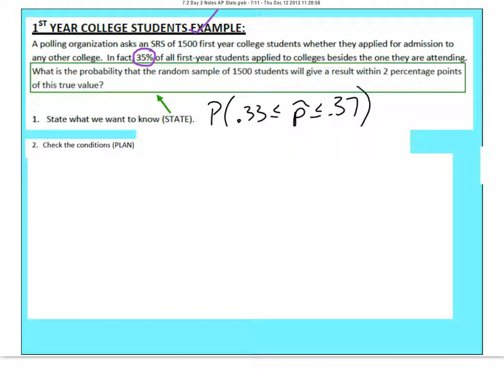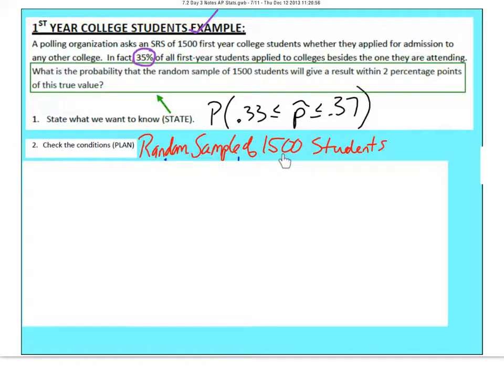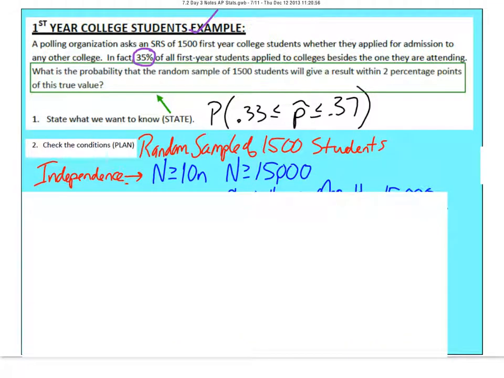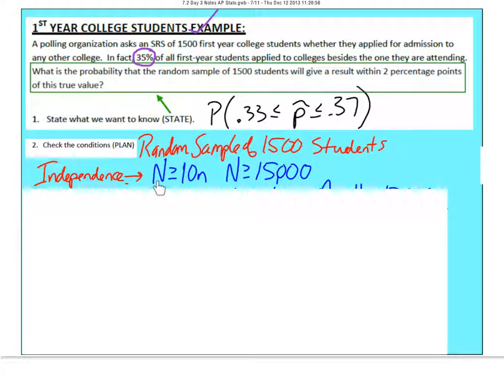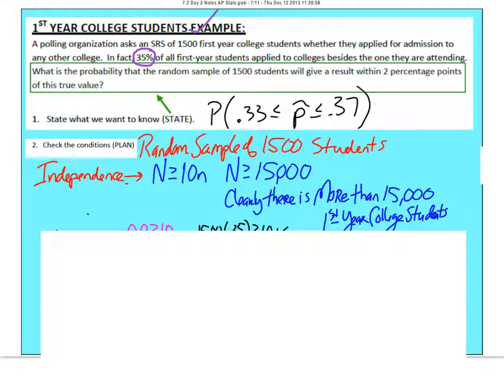This is very important. The first one's very easy. Is it random? Yeah. You told me you took a random sample of 1,500 students. That's all you have to say. Let's check for independence. The independence test is the 10% condition. So for independence, I'm going to show the population is greater than or equal to 10 times the sample size. In this case, putting 1,500 in gives 15,000. Is N greater than or equal to 15,000? Sure. I'm going to say here, clearly there are more than 15,000 first-year college students.